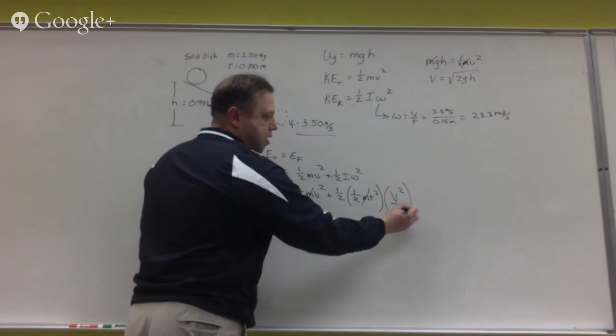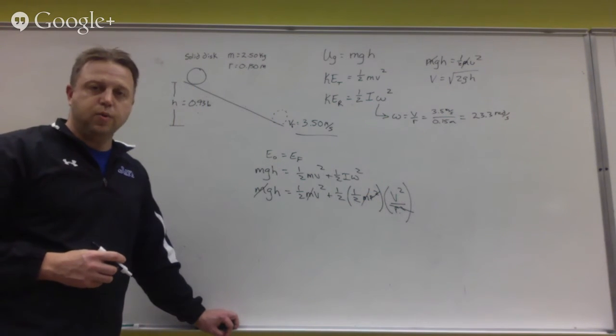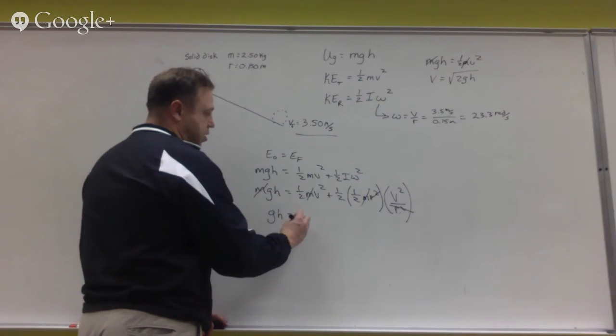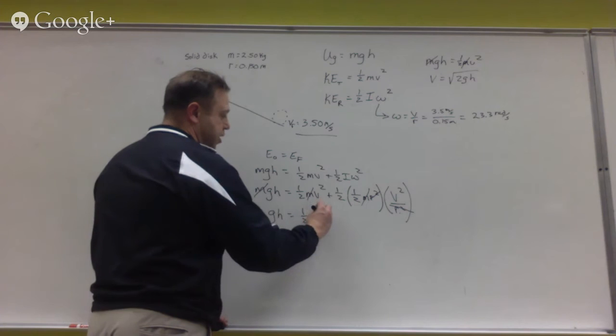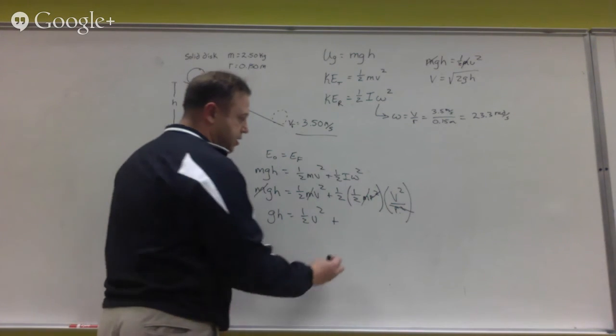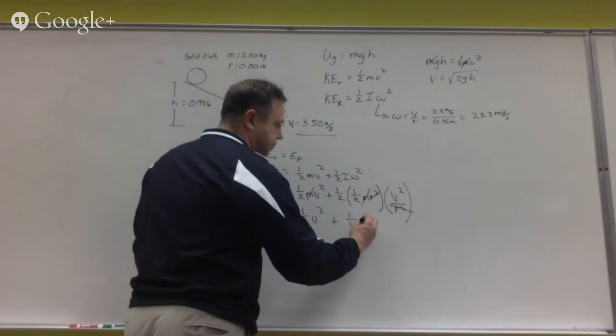R squared divided by R squared. These cancel. So notice our equation becomes very simplified. We have gh equals 1/2 v squared plus 1/2 times 1/2, which is 1/4 or 0.25. So 1/4 v squared.